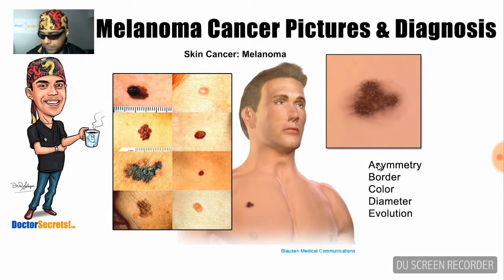A is for asymmetry, B for border, C for color, D for diameter, and E for evolution. So what does all that mean? Well, asymmetry: if you put a mirror down the center of one of these lesions, the mirror image looks just like the entire composite. If you try that with this one, or this one, you will see that the two halves do not match. That is asymmetry, and that's one of the key features of these nasty melanomas.